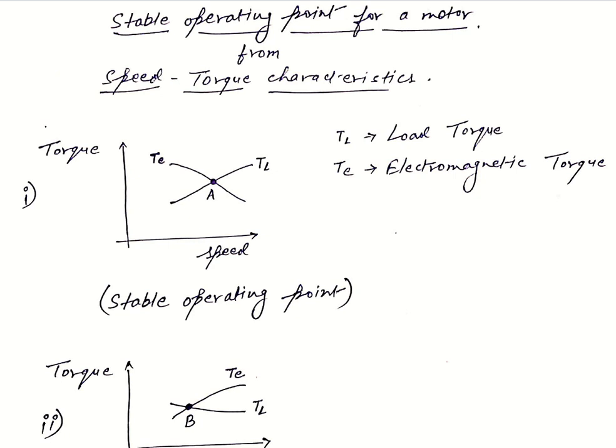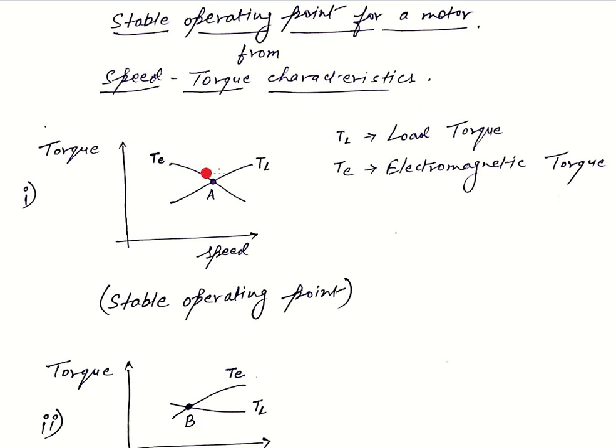Hello friends, the topic that I am going to discuss is stable operating point for a motor from its speed torque characteristics. We know that speed torque characteristics are actually a graph between the two, and it means that the speed varies with the variation in torque or vice versa.